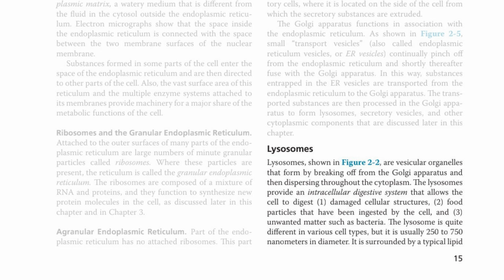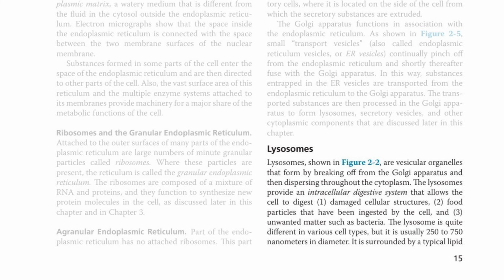Lysosomes. Lysosomes, shown in Figure 2-2, are vesicular organelles that form by breaking off from the Golgi apparatus and then dispersing throughout the cytoplasm. The lysosomes provide an intracellular digestive system that allows the cell to digest: 1. Damaged cellular structures, 2. Food particles that have been ingested by the cell, and 3. Unwanted matter such as bacteria.